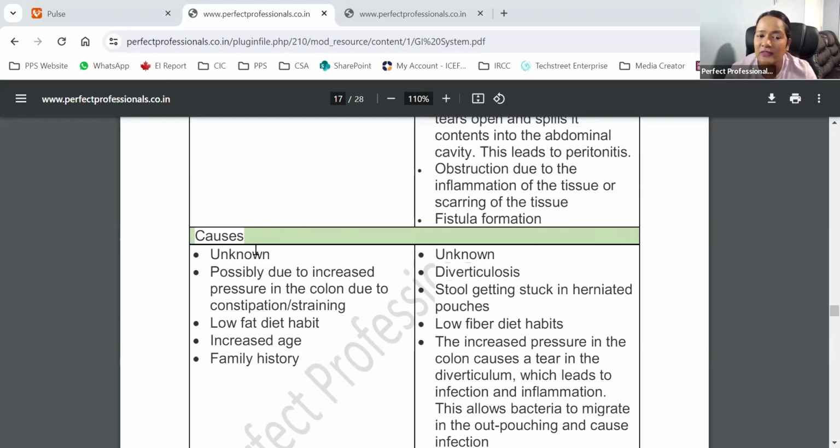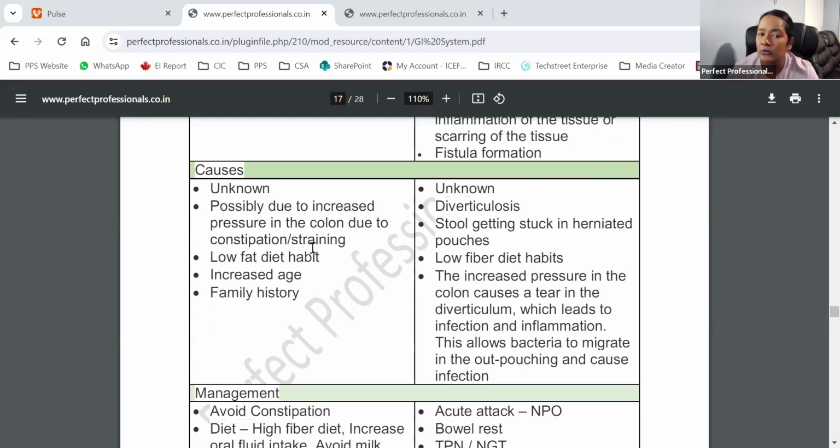The cause of diverticulosis is unknown, possibly due to increased pressure in the colon from constipation and straining. When does the pouch form? When there is some pressure. First, they don't know the exact cause. Otherwise, sometimes there is continued constipation, low fiber diet habit, increased age, and family history.